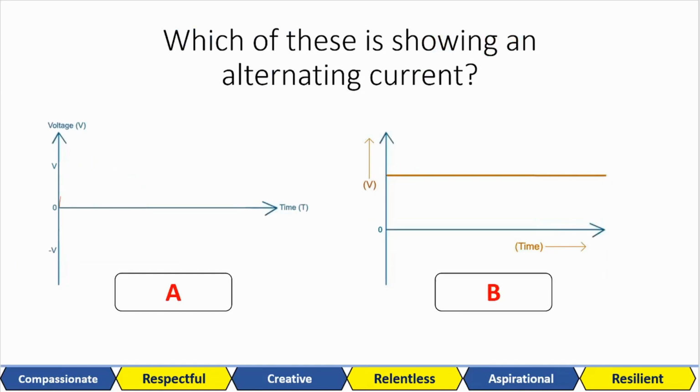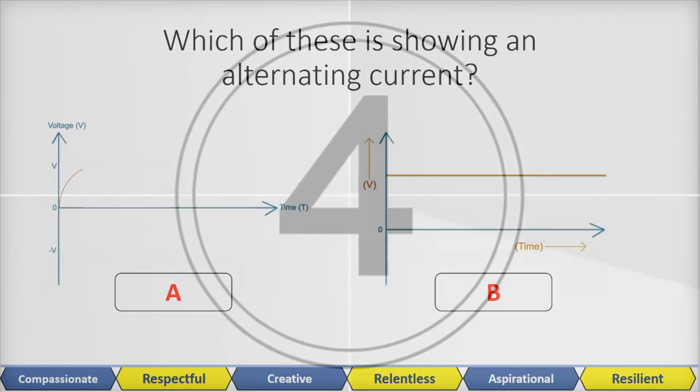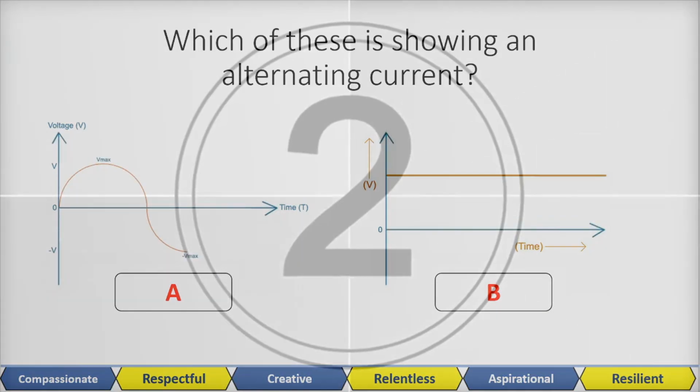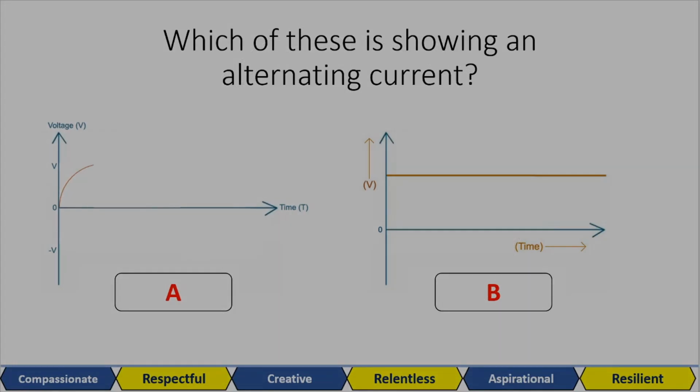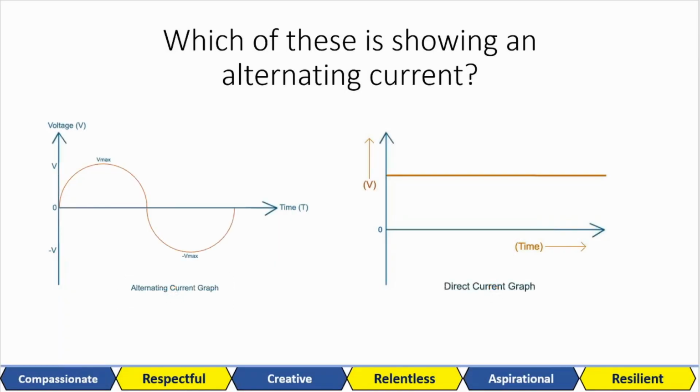Look at these two graphs now. Both have the potential difference on the y-axis and time on the x-axis. Can you work out which one is showing the alternating current? Of course, A is showing the alternating current. When the current is moving in the forwards direction, the voltage is positive, but when the current is moving in the backwards direction, it becomes a negative.